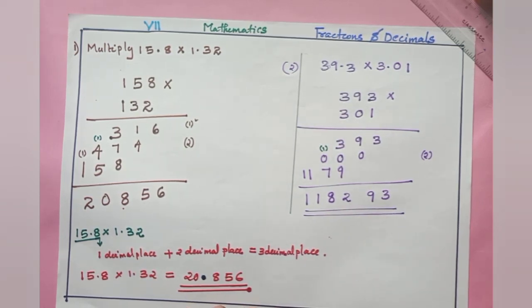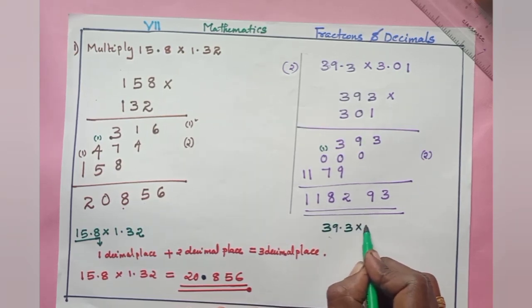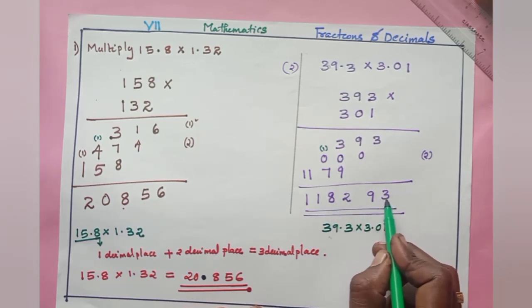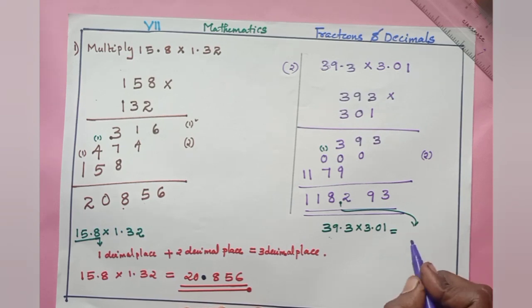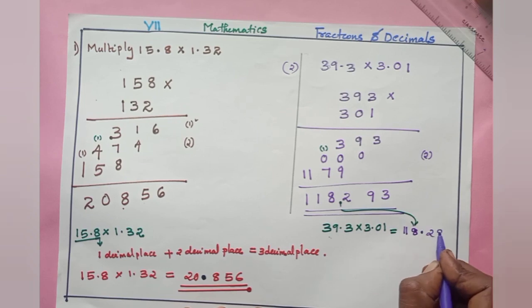The question is 39.3 into 3.01. See, here the multiplicand has 1 decimal place after the point, the multiplier has 2. So 1 plus 2, 3 places. We want to change this answer, so 1, 2, 3. So the answer is 118.293.